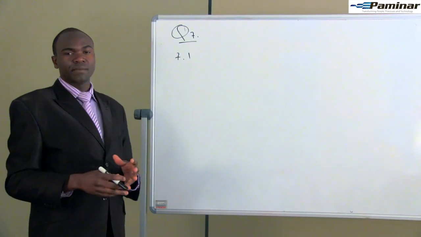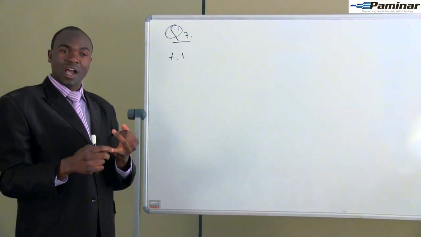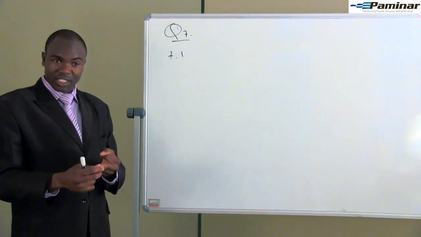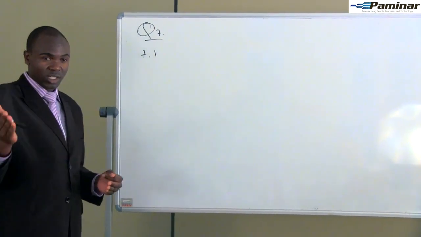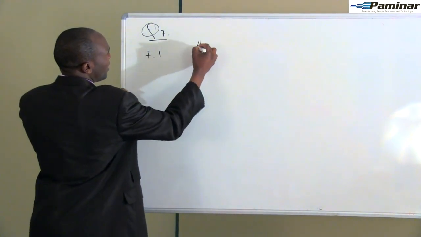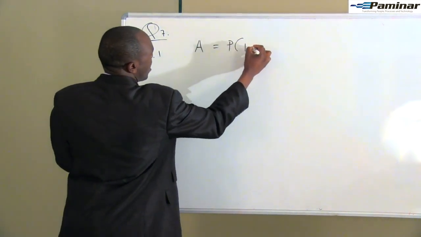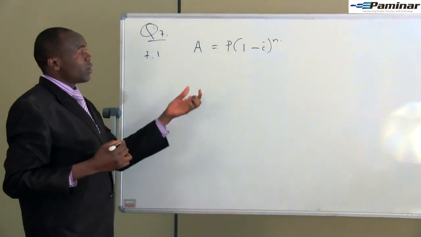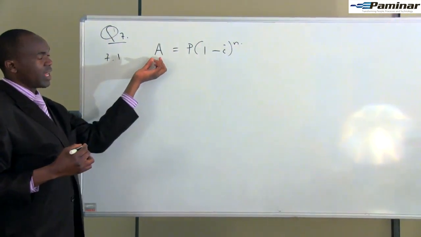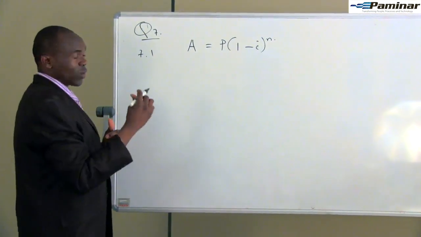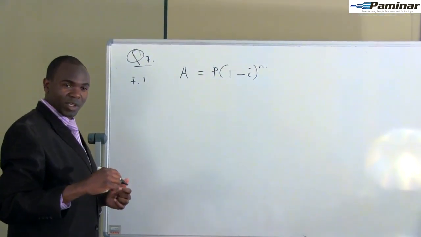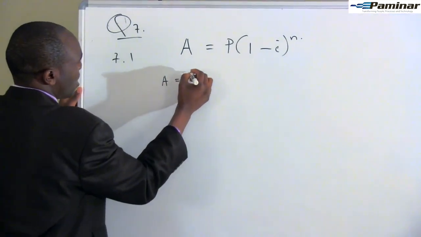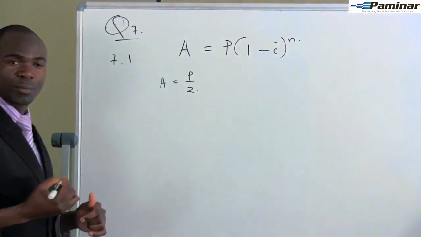Well, what you need to know, the key terms: half its value, reducing balance, and what else? Depreciate, right? It's depreciating, it's not increasing. So now we use this formula: A = P(1 - i)^n. You are not given the value of P, neither are we given the value of A. But what are we told? Half. So A is half of P, or P over 2.